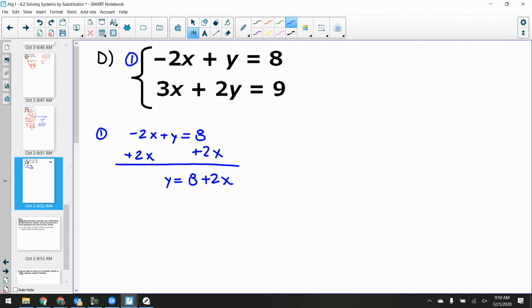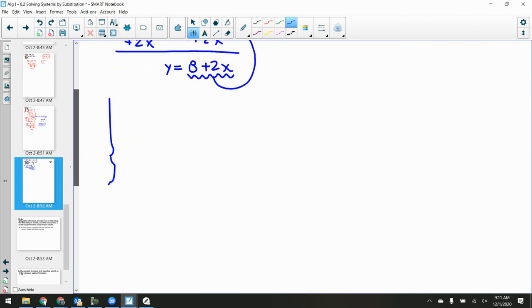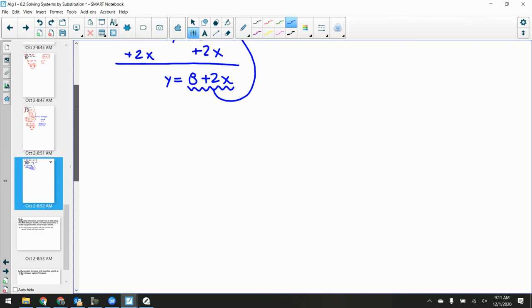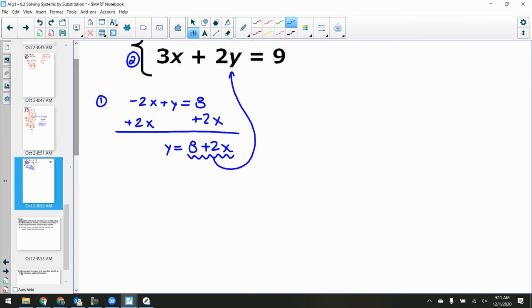Now, take a look at equation 2. I'm going to take y and replace it with this 8 plus 2x. And I'm only replacing the y. I'm not replacing the 2y. I'm only replacing the y. So this becomes 3x plus 2 times (8 plus 2x) is 9.